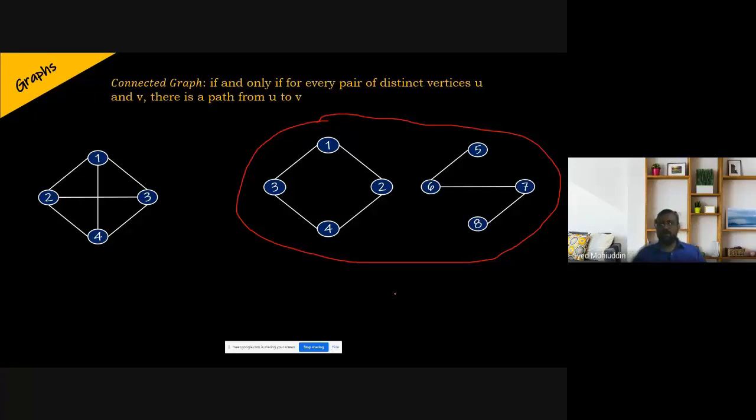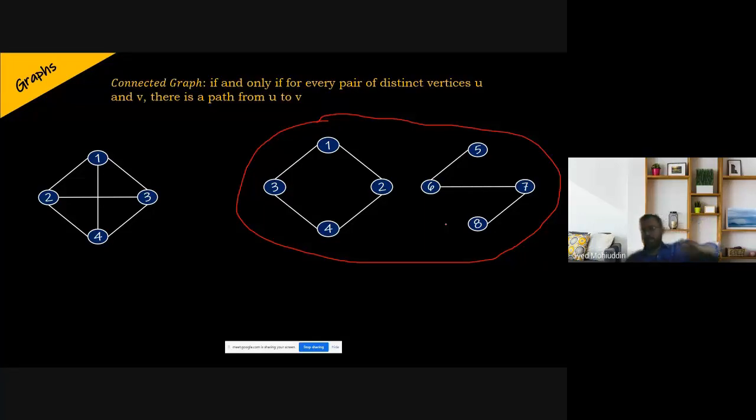Now this graph is not a connected graph because you may have an edge from 1 to 3, or a path from 1 to 4 using 1, 2, 4. But there is no path from 1 to 5, no path from 2 to 8. You can't reach it. For every pair, we do not have a path. So this is not a connected graph.